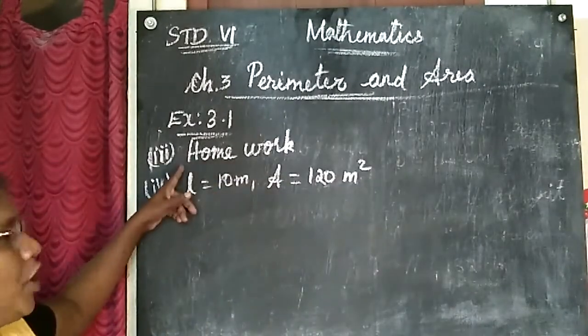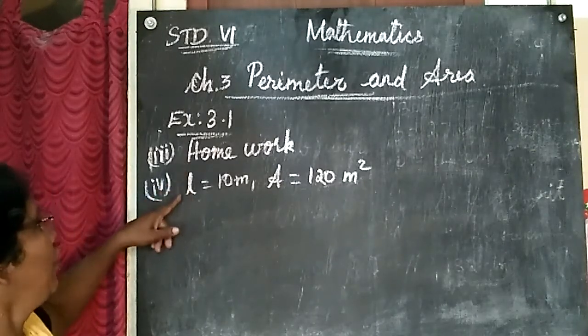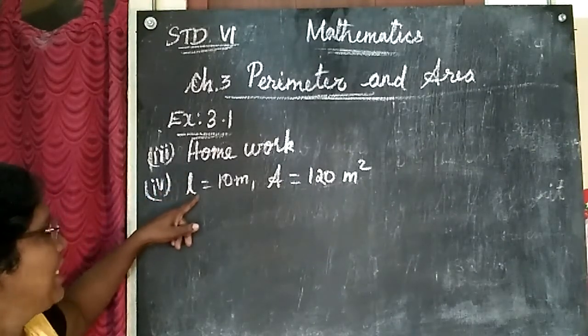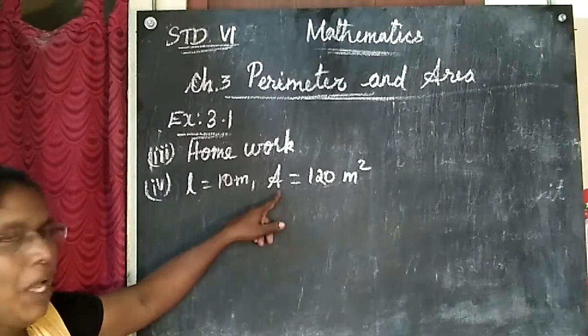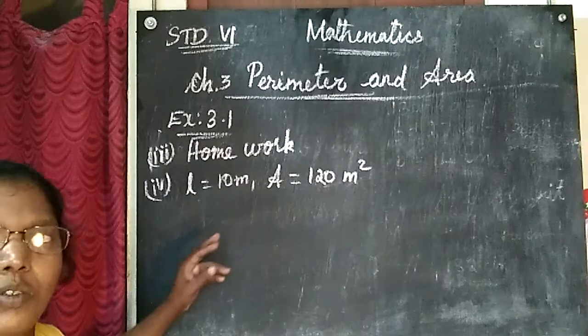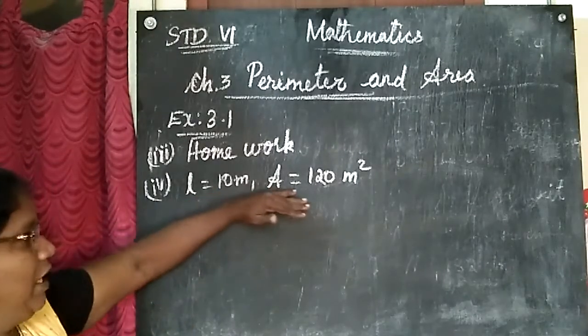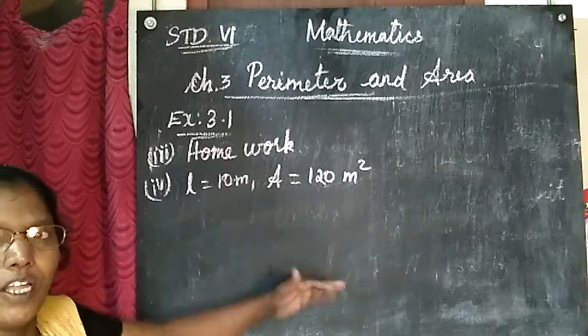Okay, third one is for your homework. You can do like seventh one, okay, like second option. Now fourth option I am doing here. L is given, area is given, but breadth and perimeter are not given. So using this L and area, length and area, we are going to find out breadth.